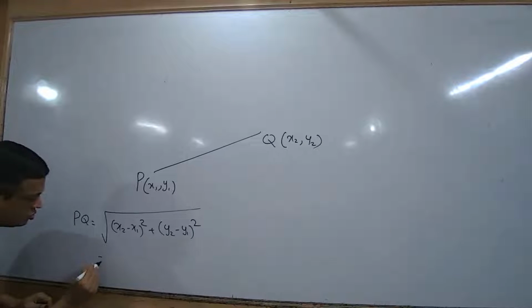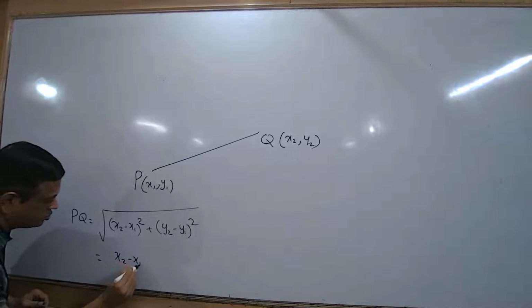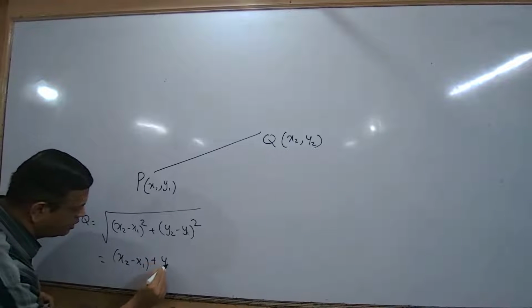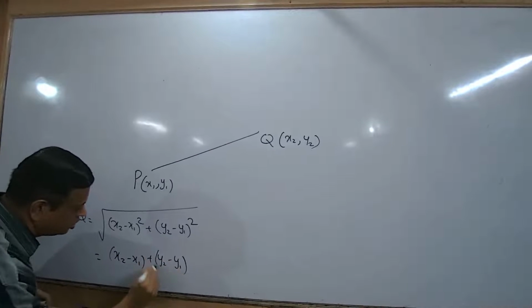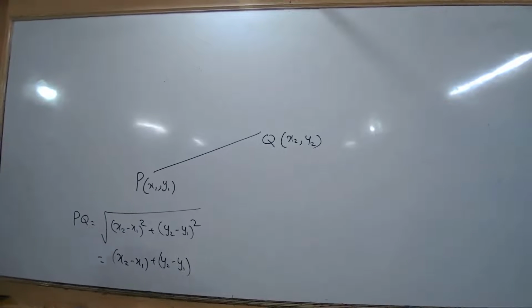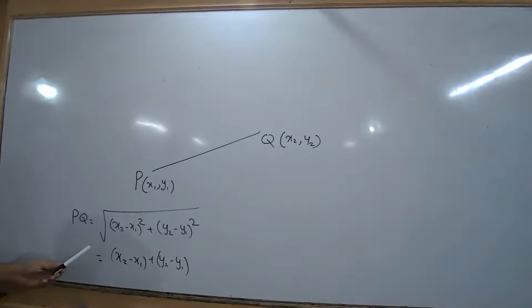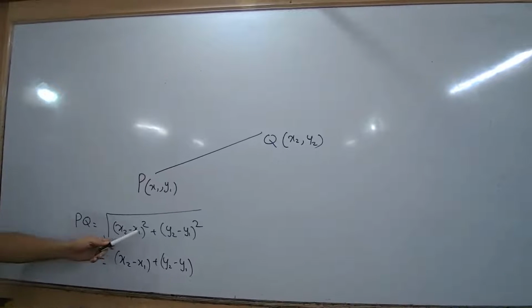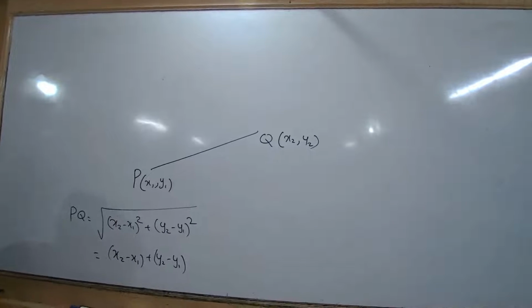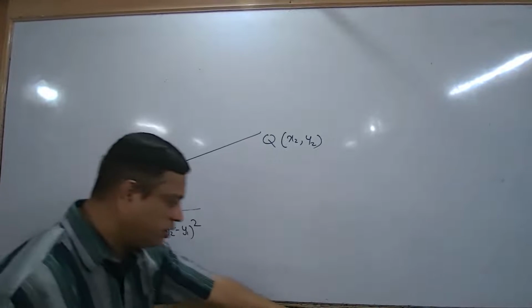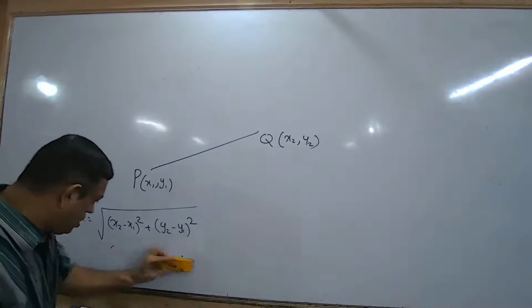So we can take the square root and you can write x2 minus x1 plus y2 minus y1. Yes or no? It's not possible. Why it is not possible? Because plus is there with the squares, so you cannot do it. Okay, so don't write this one. Okay, so now another one.